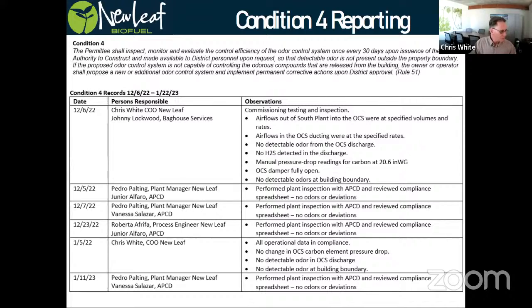We record every inspection that we do with the APCD staff present, and when we've been there with them, they haven't said, look, this is an odour, you need to be looking at this. So that's what we have calibrated ourselves against: when we've been around with them and they've said there's no odours, we've said, okay, this is our standard, and that's how we've done our assessments. Next slide, please.